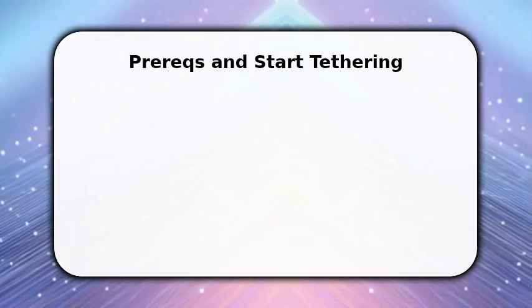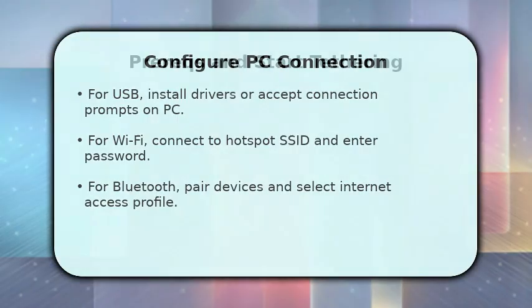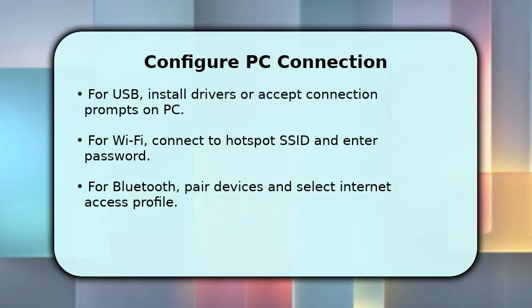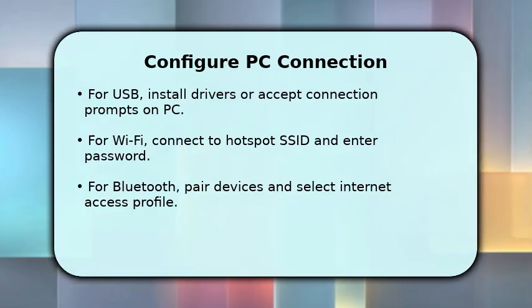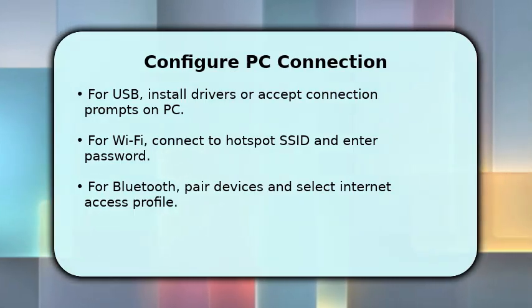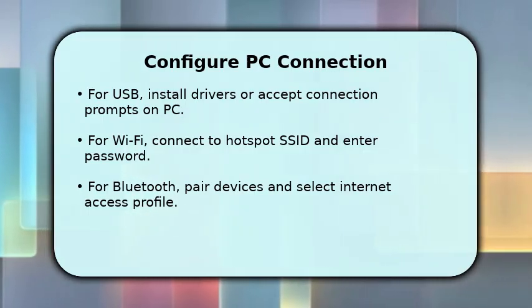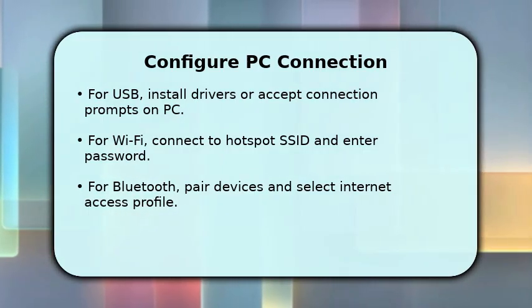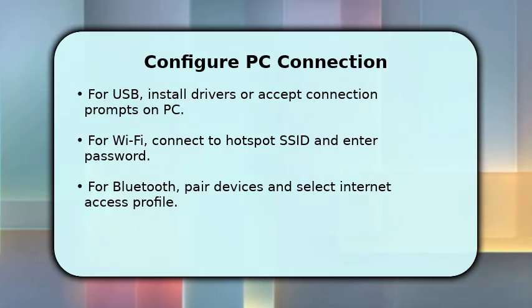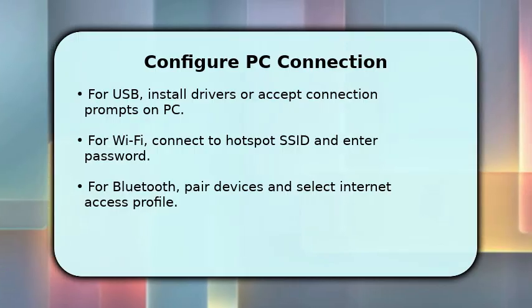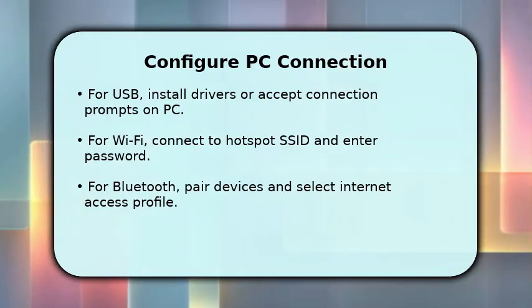You now configure the PC to use the phone's internet. If using USB, plug in and accept any driver or trust prompts on the phone so Windows or macOS recognizes the interface. This creates a new network adapter. For Wi-Fi hotspot, select the SSID and enter the password shown on the phone. Once authenticated, the PC will request an IP and route traffic.